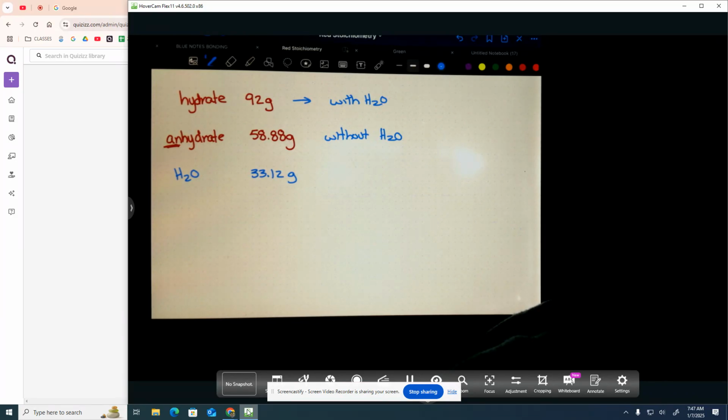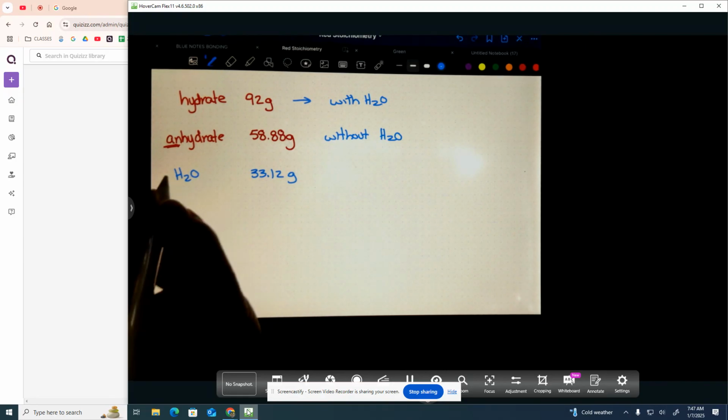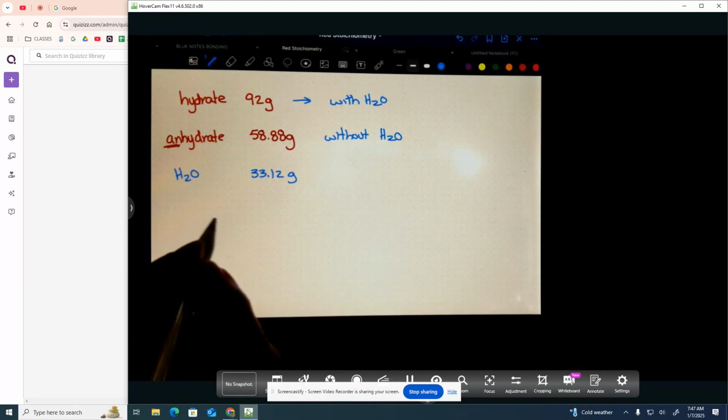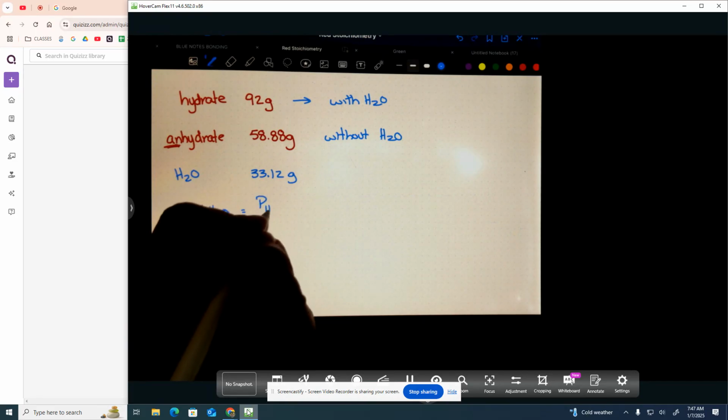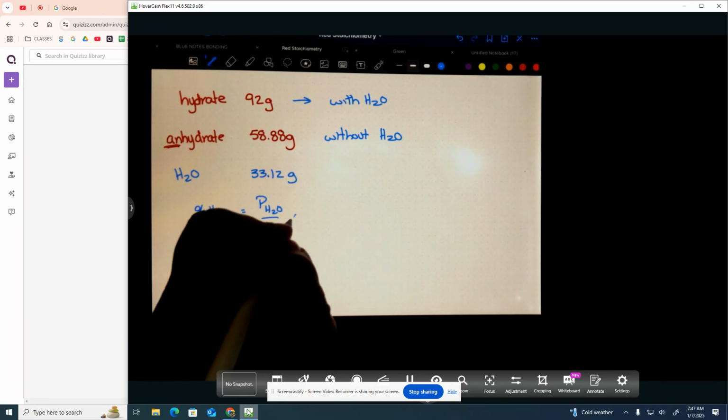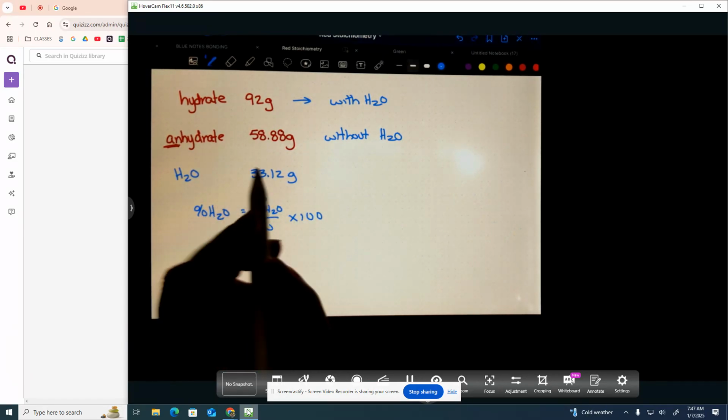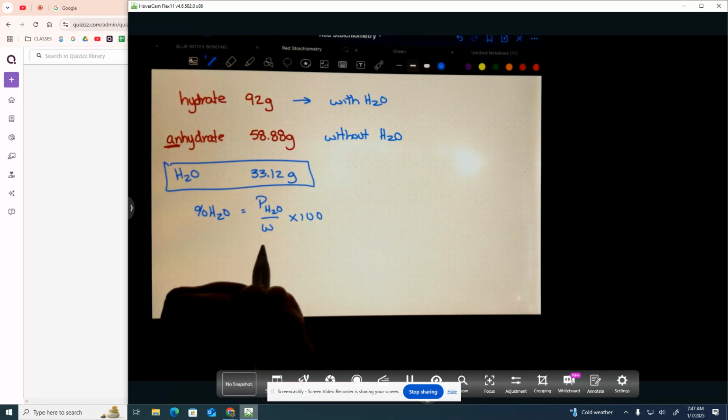You mean the crayon lab? Yeah, you're getting there. We're going to find moles in a few minutes. Okay. So to find, yes, it is 36%. So if you find the percent of water, you're going to have the part that's water over the whole thing times 100. What's the part that's water? 33.12. And what does the whole thing weigh?